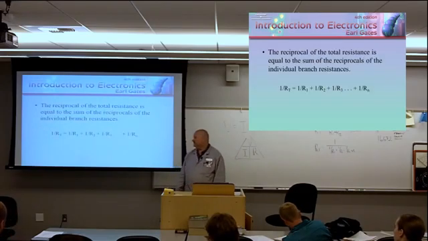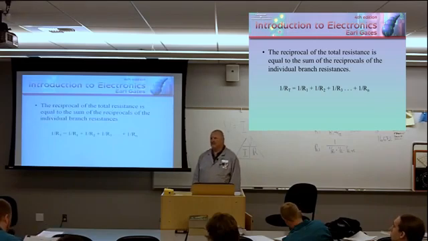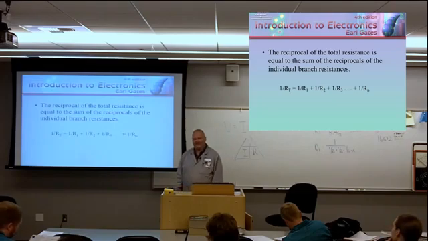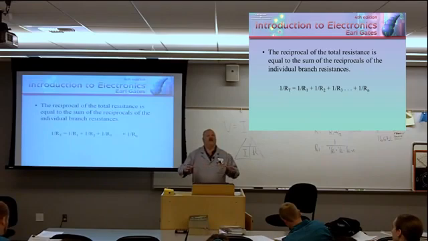That's another formula, right? The reciprocal of the sum of the reciprocals of the resistances equals the total resistance in the circuit. Because when we add resistors in parallel, what are we doing? We're actually adding up the conductivity of the individual branches.